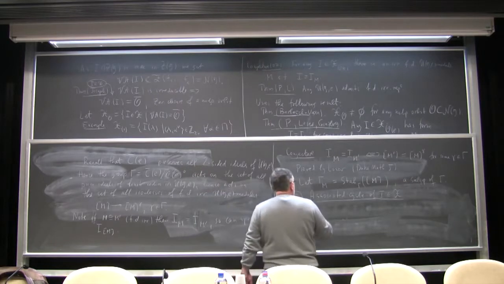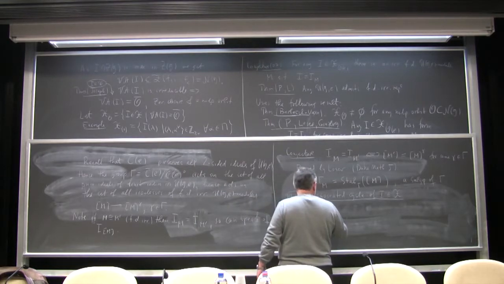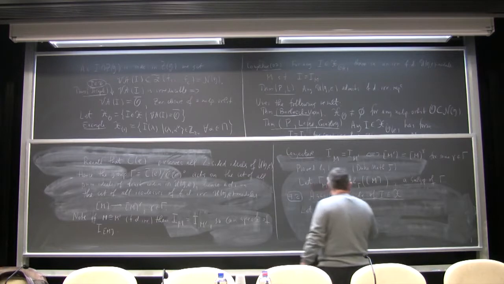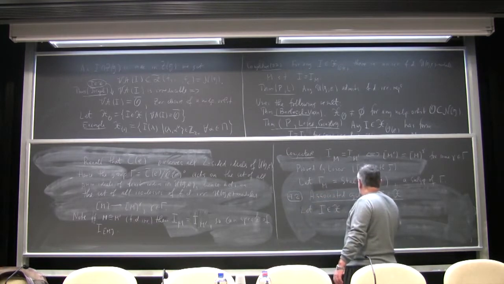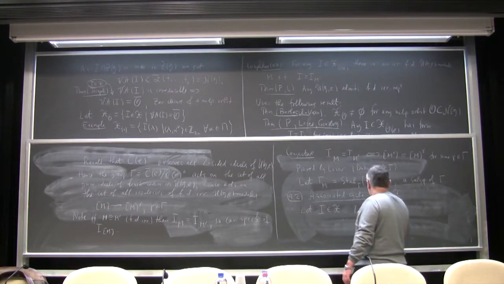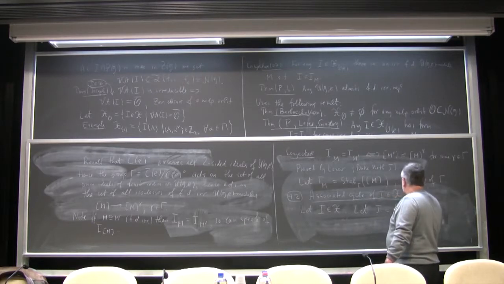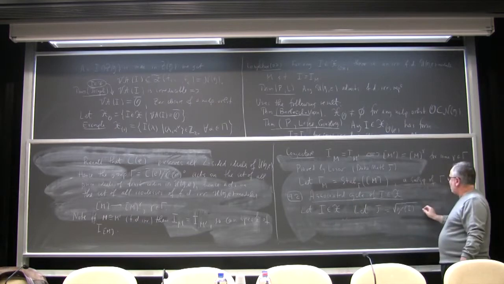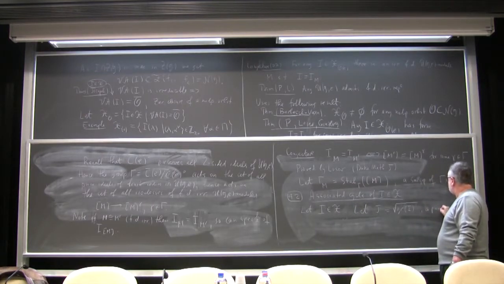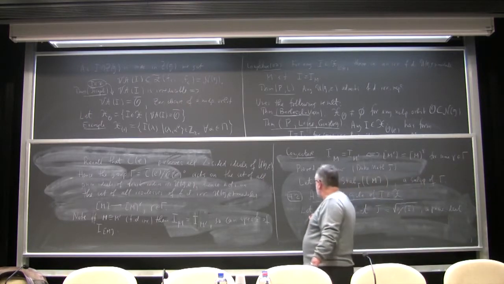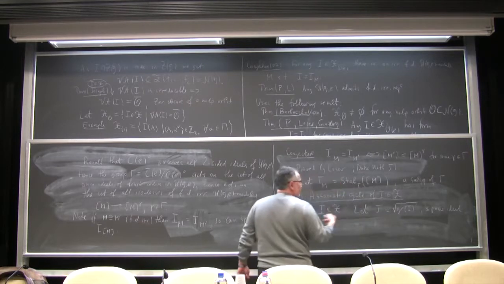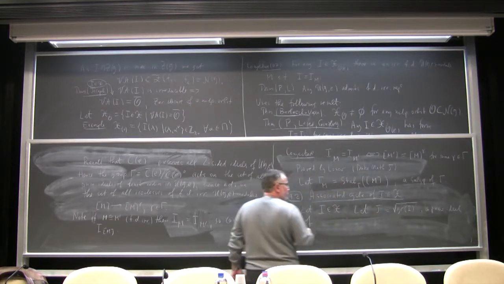Okay, so let I be the next one, and then let J be the radical of this ideal of good power. And this is a prime ideal, and in fact it's the defining ideal of the nilpotent orbit.